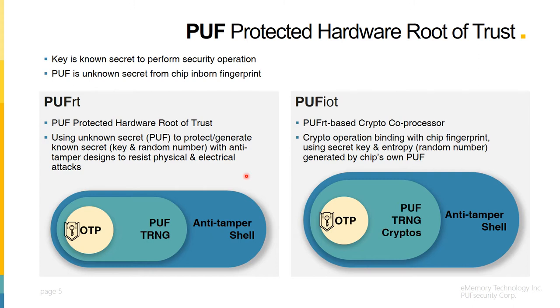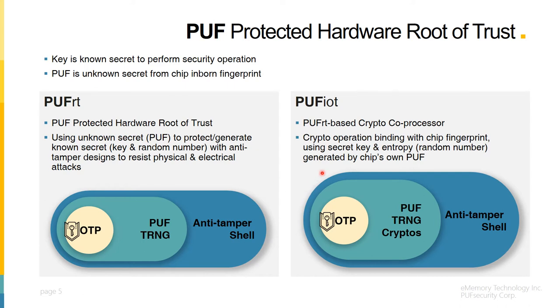We call this product PUFrt. This is the first IP of PUFsecurity. PUFrt directly provides a tamper-proof shell, two random number generators, secure storage OTP, and PUF. It's very easy to adopt in security systems that require the three basic primitives.